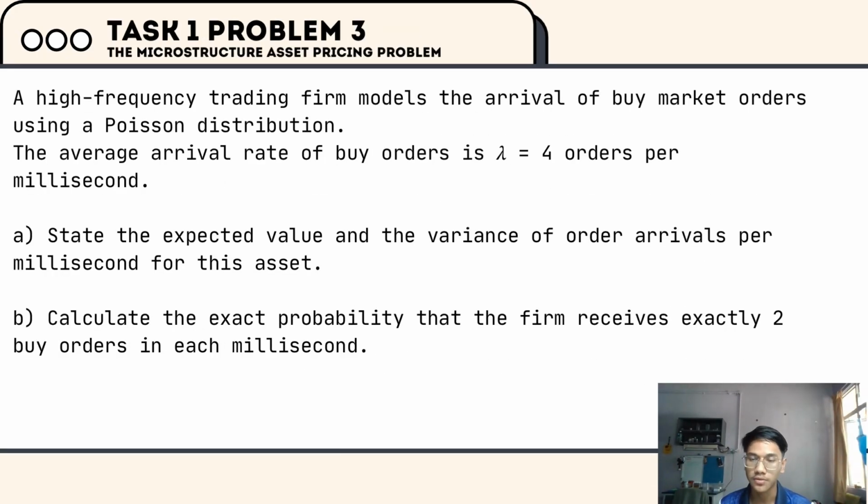And then we're going to continue with problem number three, which is the microstructure asset pricing problem. Here's the question: a high frequency trading firm models the arrival of buy market orders using a Poisson distribution. The average arrival rate of buy orders is lambda equal to 4 orders per millisecond. The first question is to state the expected value and the variance of order arrivals per millisecond of this asset. The second is to calculate the exact probability that the firm receives exactly two buy orders in each millisecond.